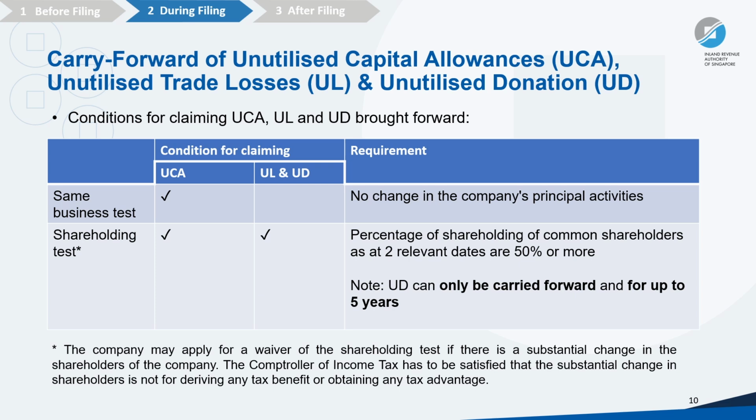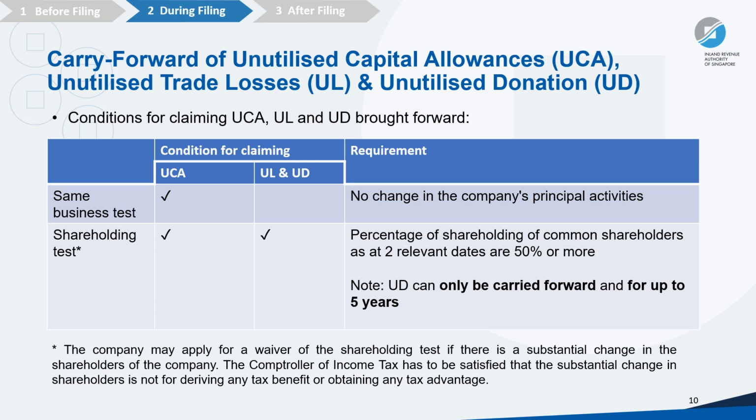Firstly, they must satisfy the 50% substantial shareholding test. This means that the percentage of shareholding of common shareholders must be at least 50% as at the two relevant dates. Unutilized capital allowances must also satisfy the same business test. This means the company must maintain the same business as at the two relevant dates.